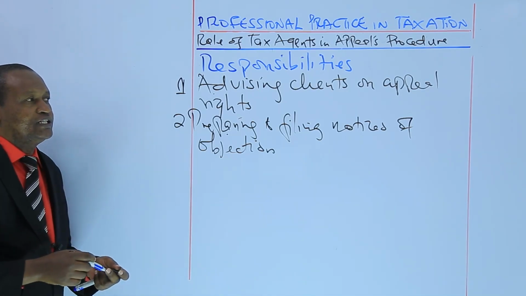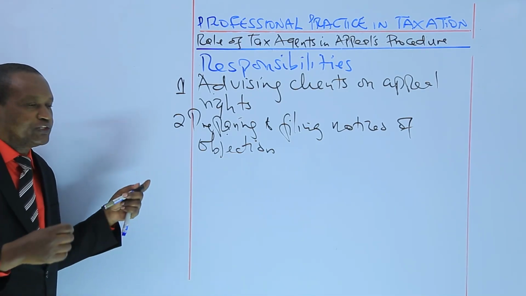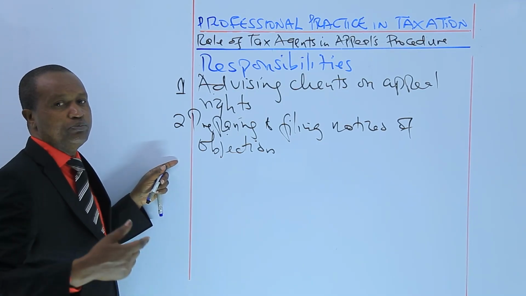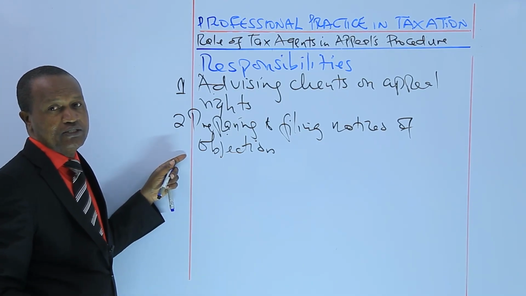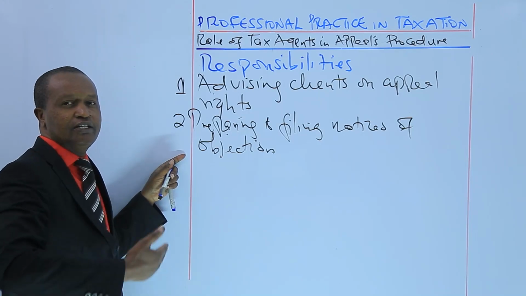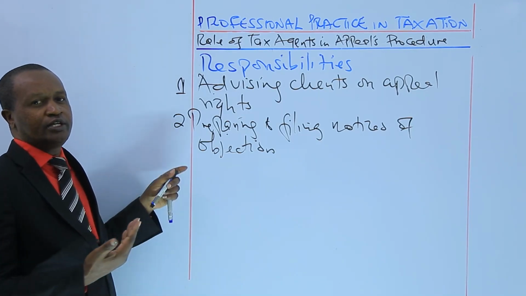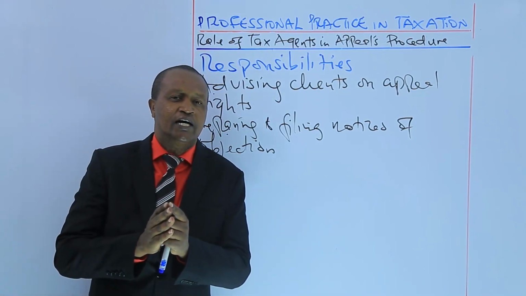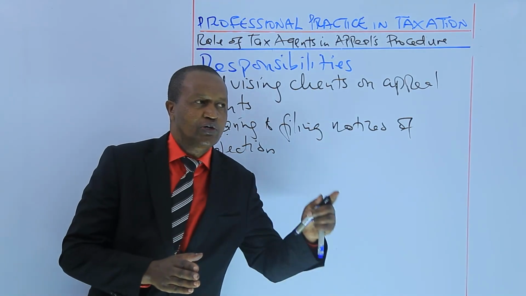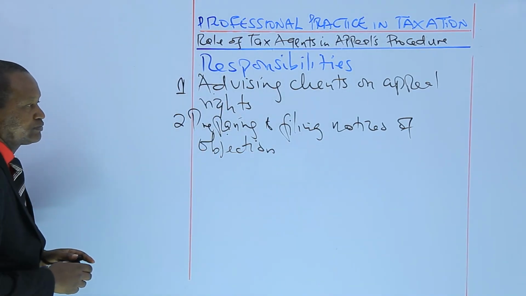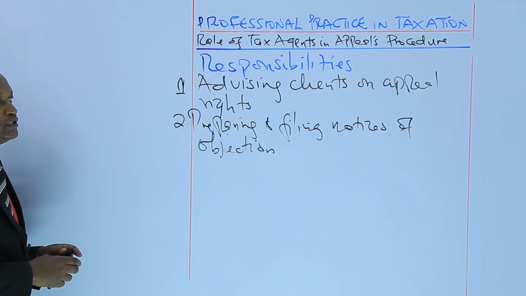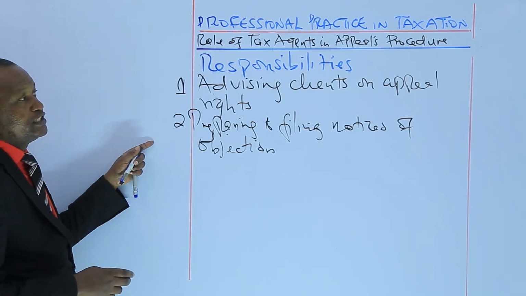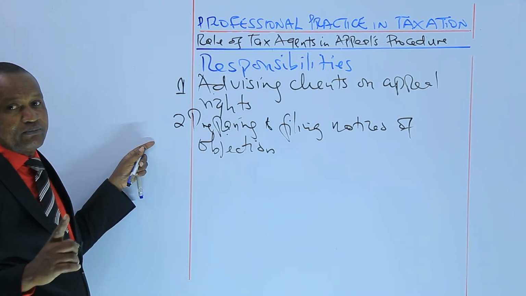Tax agents prepare and file notices of objection on behalf of taxpayers, outlining the specific issues being appealed and also the grounds of objection. That is the responsibility of tax agents in appeals procedure.